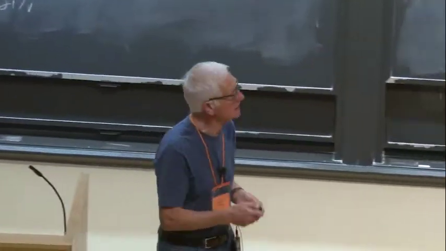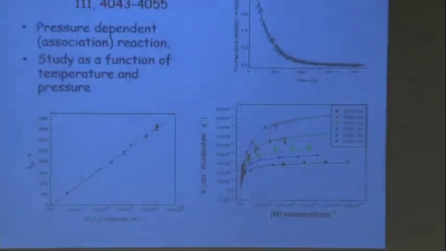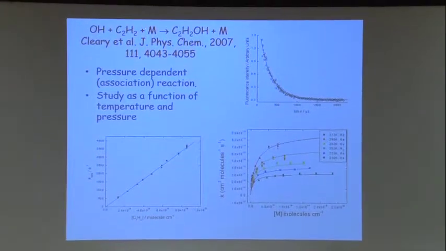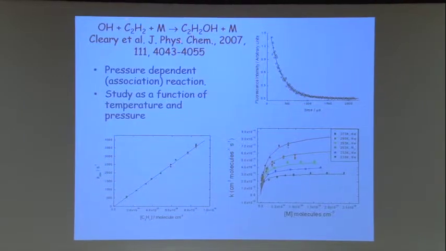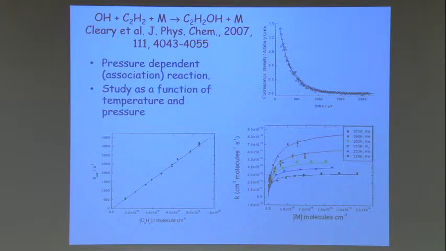So let's have a look at a couple of examples of that. This is the reaction between OH and acetylene in the presence of a third body. What happens is that OH adds to acetylene and forms this hydroxy species here, and so we need a third body to stabilize it, as we discussed yesterday. So it's a pressure-dependent dissociation reaction. We study it as a function of temperature and of pressure.